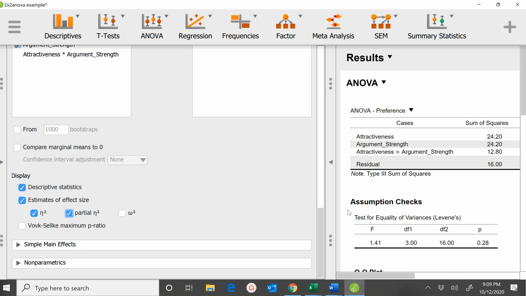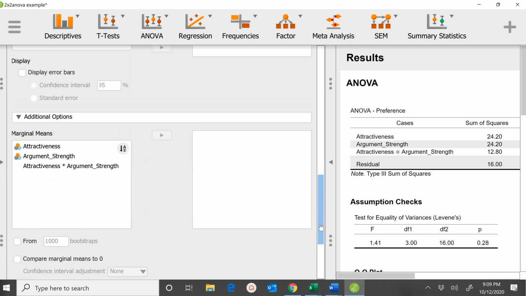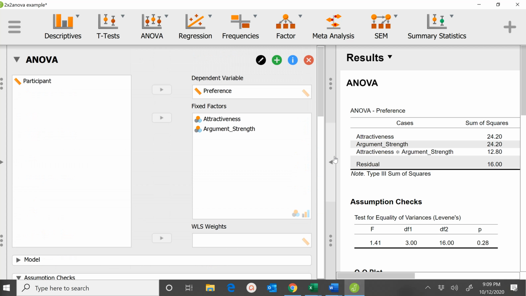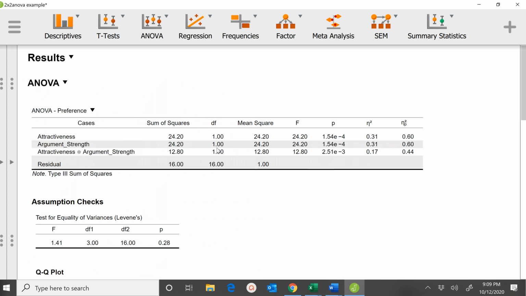And for simple main effects, I'm going to hold off on that because we want to make sure that we want to interpret them, because if there's no interaction, it doesn't make sense to look at the simple main effects. So let's go ahead and look at what's in the output. So we see, okay, we have a main effect for attractiveness on preference for the product. The p-value is quite low. That e-4 means move the decimal 4 places to the left. So it's going to be 0.0001 is our p-value.